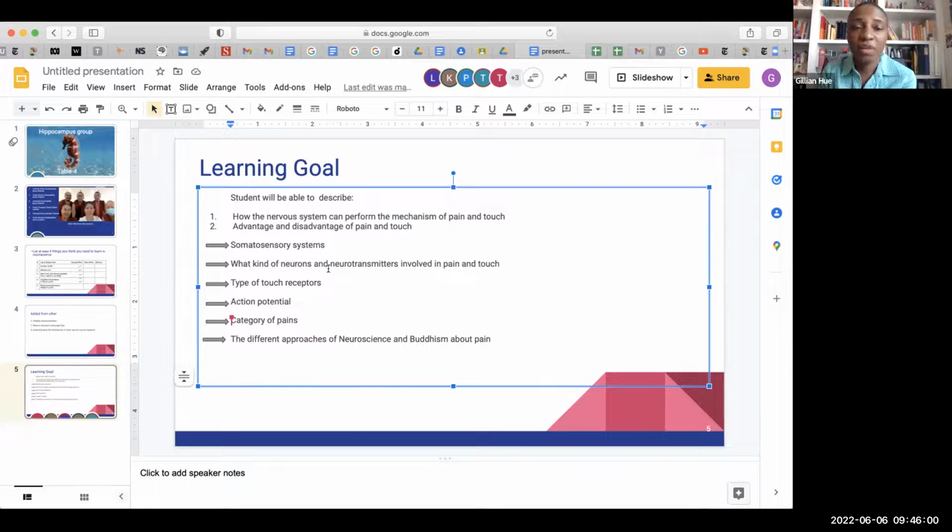So I think these learning objectives are very, very clear, and I think they are strong. I think it's a really good goal.